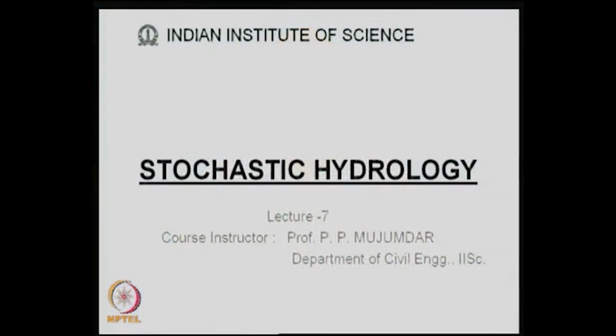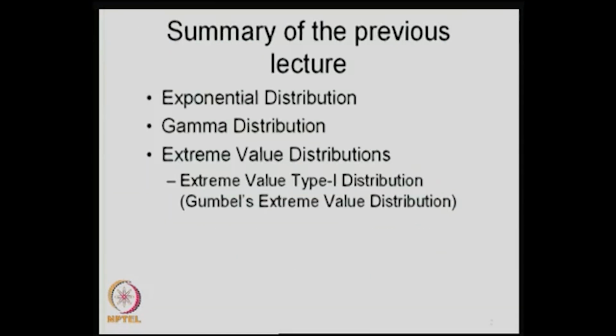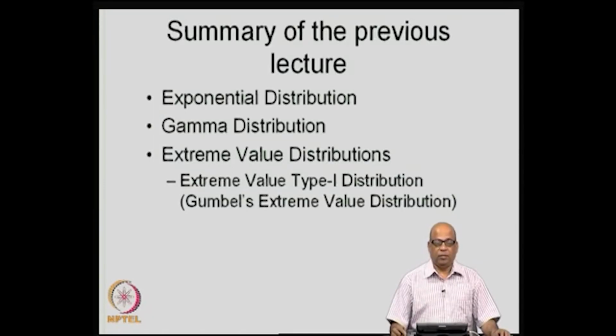Good morning and welcome to this seventh lecture of the course Stochastic Hydrology. In the last lecture, you can recall now that we discussed the exponential distribution, the gamma distribution, and we introduced the extreme value distributions. If you recall, the exponential distribution is generally used when we are interested in the time between two critical events. Let us say the time between two flood events, which itself is a random variable, then we would be generally using the exponential distribution.